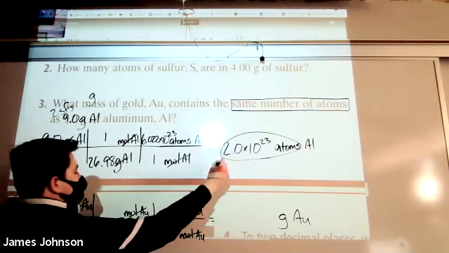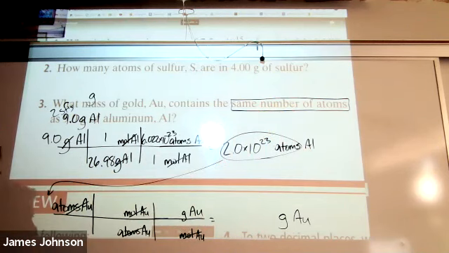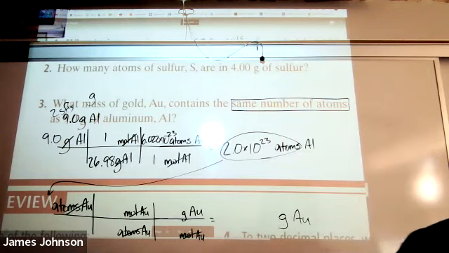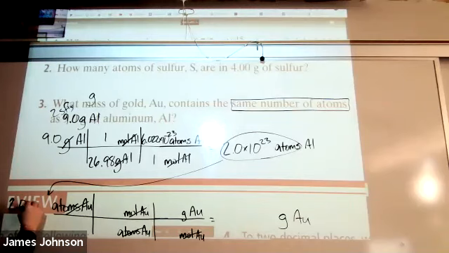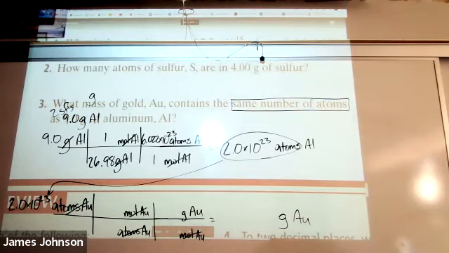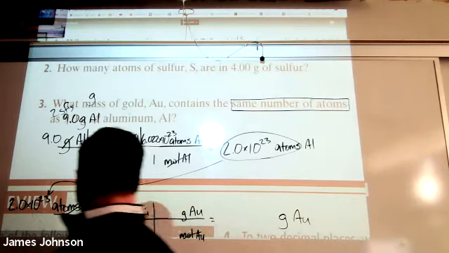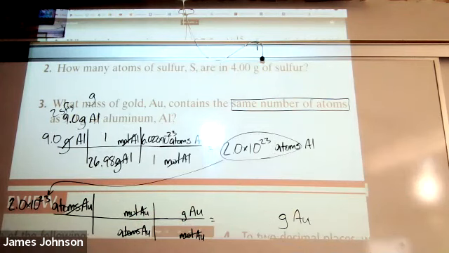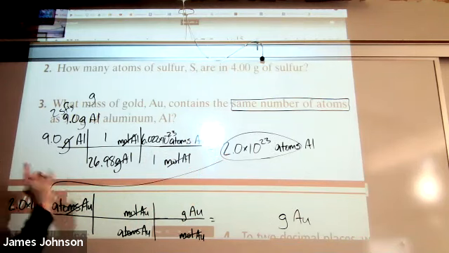So I'm going to take this number, I'm going to slide it over here. Hopefully, am I getting off the screen here? Let's see how far I can go. So 2.0 times 10 to the 23rd. I think that's not showing up fantastically on the screen, but we got to do what we got to do. So I've taken this value and I put it in here, atoms of gold, right? Because it's the same number of atoms.